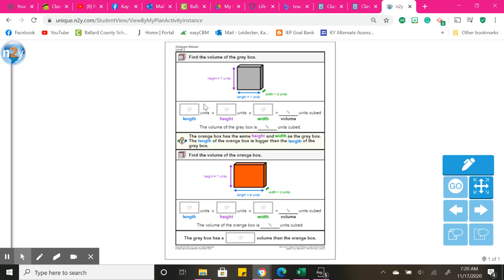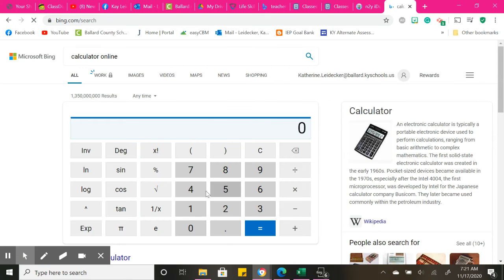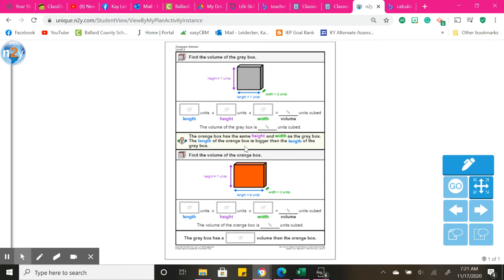Find the volume of the gray box. What we just did in our very last box, you now will do. It's just not showing the cubes, but it's still matching up the colors and the length. So make sure you read the length. Here's your length in blue, your height in purple, and then your width in green. Always pull up a new tab and type in online calculator, and you can simply multiply to find your volume.